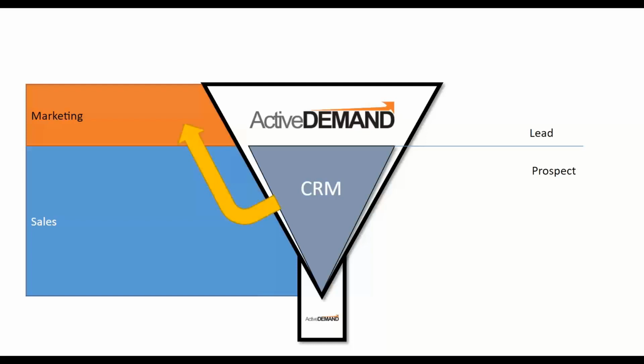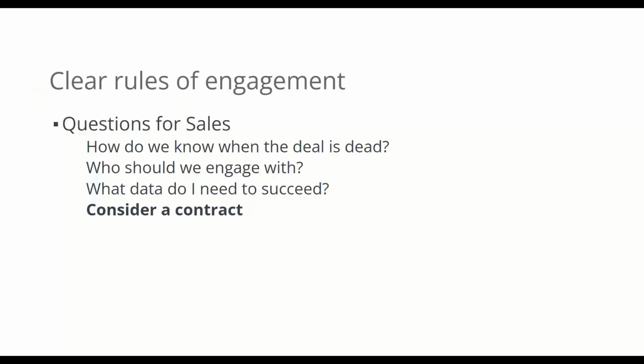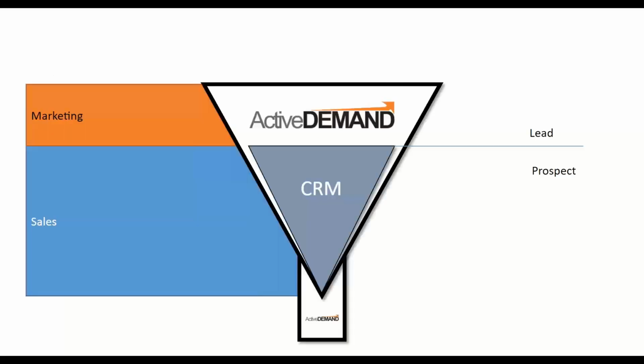Now, what if we want to move things from the CRM back into marketing? We need to communicate back to marketing from sales. Well, there's a couple of things that we need to understand there. How do we know when the deal is dead, or when marketing should engage? Who should we engage with? Is there some sort of line or flag or type of prospect we shouldn't engage with? And then what data do I need to succeed? So from marketing, what data do you need from sales in order to succeed? Think about what fields you might want, what kind of information you want. And again, consider documenting this.